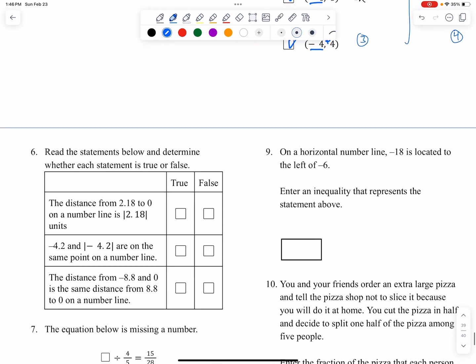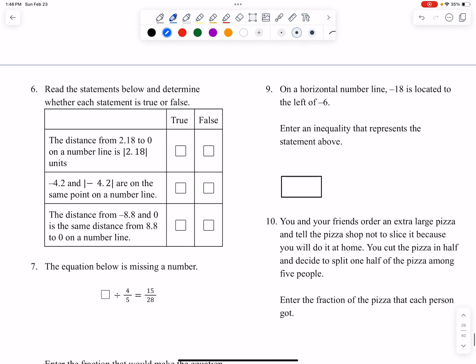Okay, next. Let's see, read the statements below and determine whether each statement is true or false. So let's see the distance, and distance is always positive. The distance of 2.18 to 0 on a number line is the absolute value of 2.18. Well, guess what 2.18 is? Absolute value is just 2.18. So yes, that is true. That's how far it is.